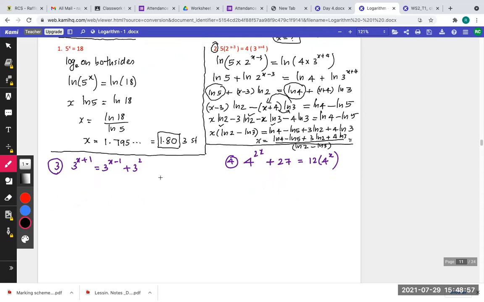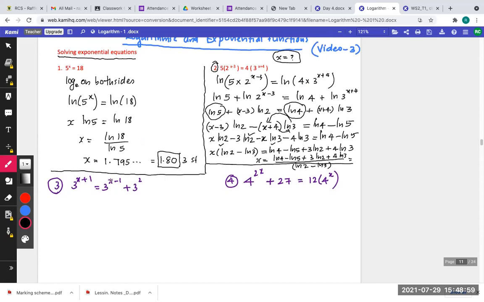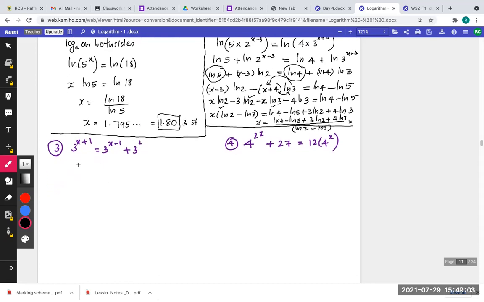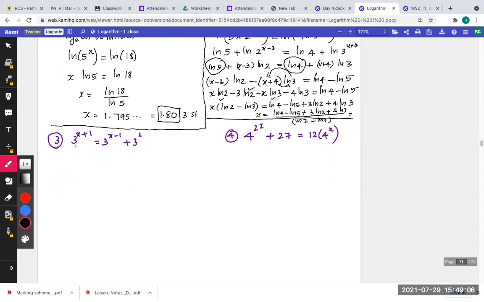Okay, guys. This is another type. I'm just discussing all the different types that you can see in past papers, right? Here, you can see that there is a 3 base everywhere, right? But here, 3 to the power x minus 1 plus 3 squared, you can't apply the laws of indices.